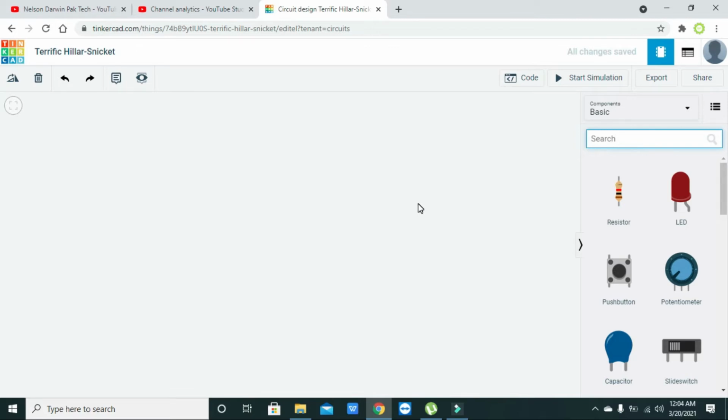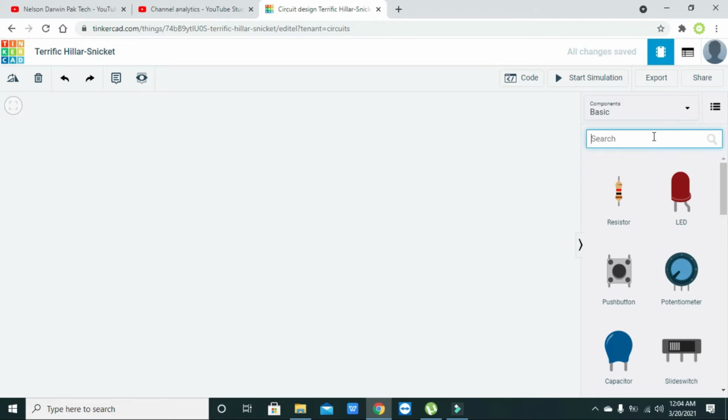Either it can be single, like a half-wave rectifier, or it is a full bridge or full-wave rectifier. So there are four types, and we will make the simplest one.